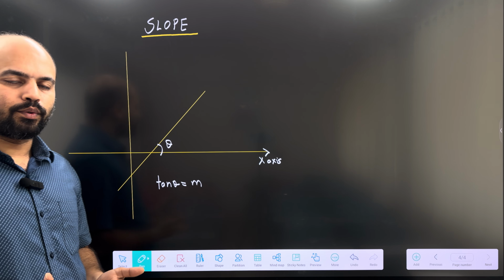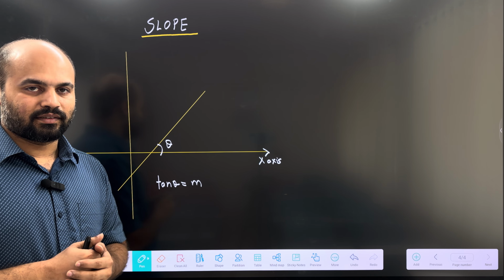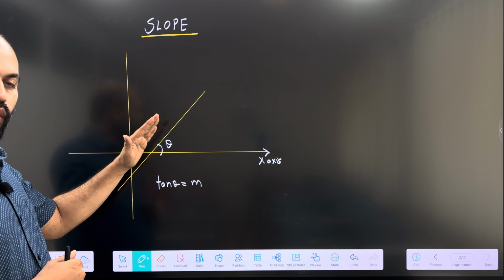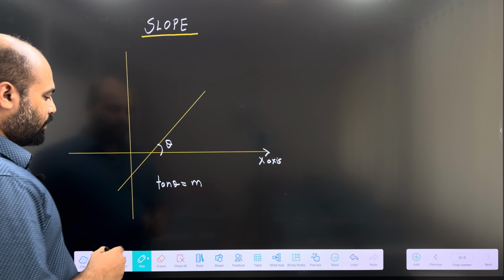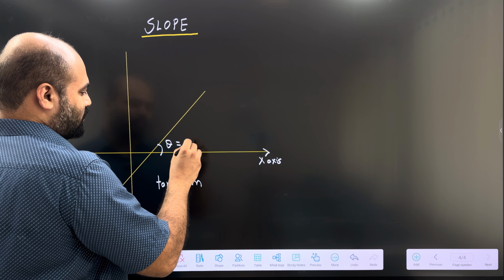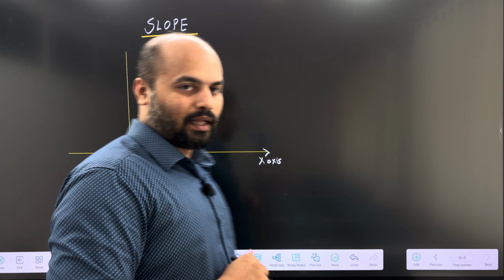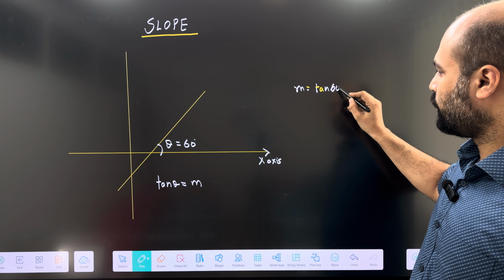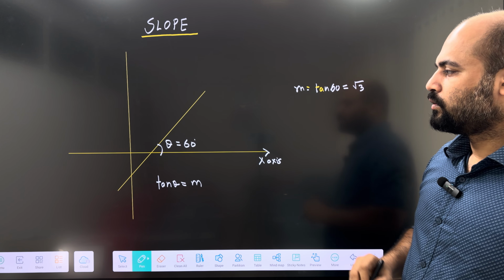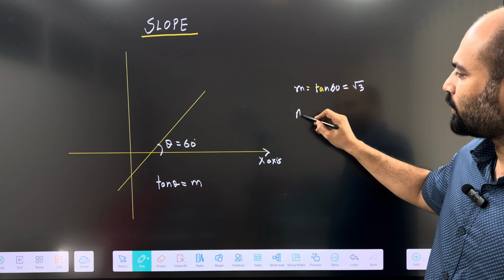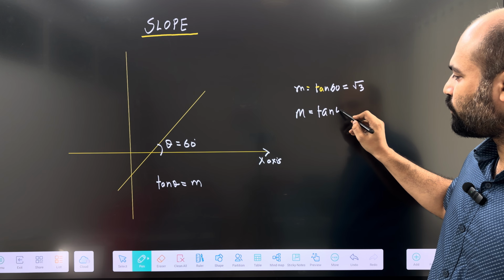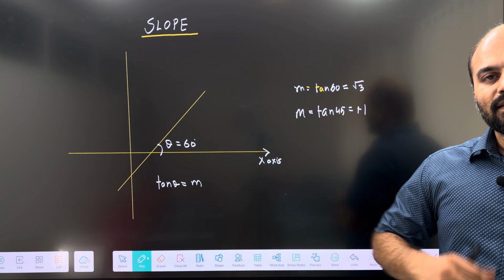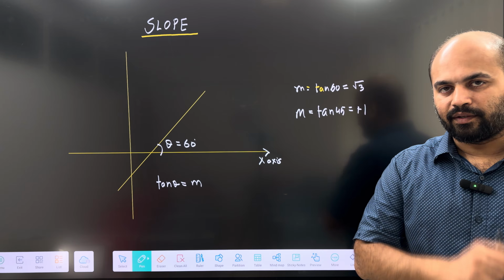Slope means actually what? What is slope? Slope means how steep the line is. So as the angle is going to vary with the straight line, this line is going to become more and more steeper. Example, suppose this theta is given to us as 60 degrees. We can say that the slope of the straight line is tan of 60, which is root 3. Suppose we are given that theta is 45 degrees. We can say that the slope of this line is tan of 45 degrees, which is 1. So as the angle will vary, the slope will also vary for sure.